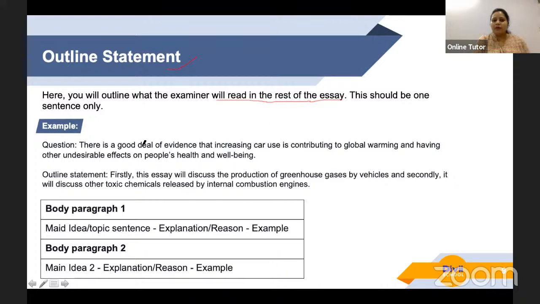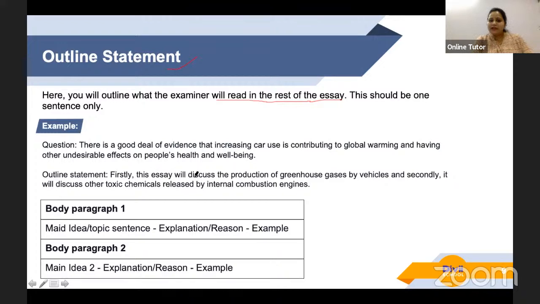Let us take an example of an outline statement. There's a good deal of evidence that increasing car use is contributing to global warming and having other undesirable effects on people's health and wealth. So the first sentence that goes into the introductory paragraph is the paraphrase statement. The second sentence would be the thesis statement. And here comes the outline statement.